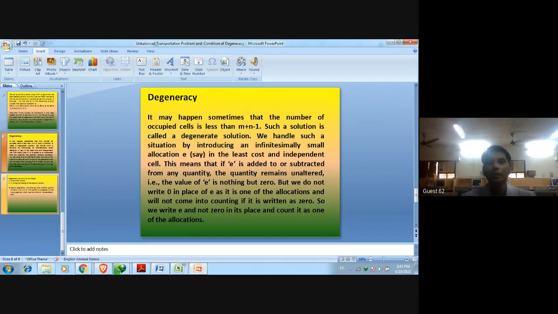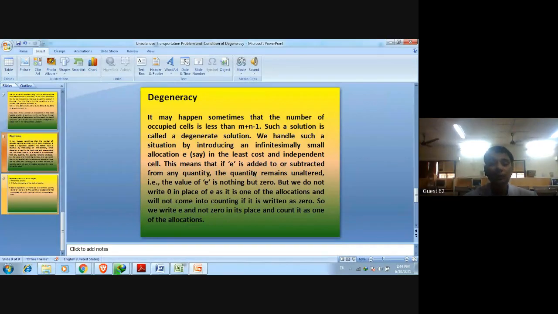Now, sometimes your occupied cells are less than m plus n minus 1. Then this type of situation is called the degeneracy problem. Then how will we handle it? We handle such a situation by introducing an infinitesimally small allocation E in the least cost and independent cell. Let us explain it in the Excel table.